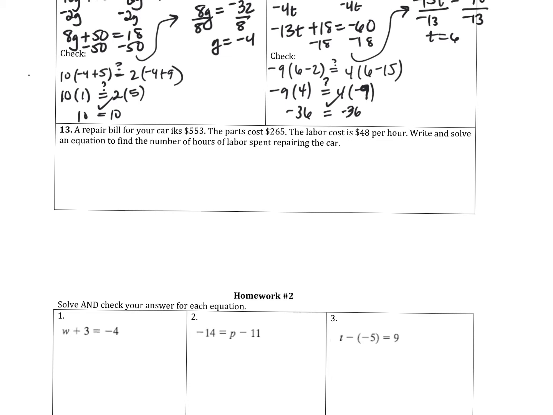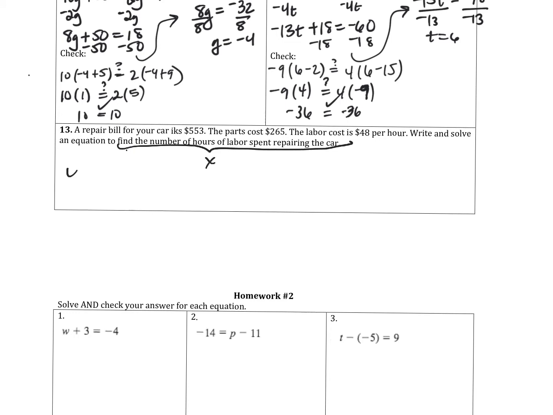All right. A repair bill for your car is $553. The parts cost $265. The labor costs $48 per hour. Write and solve an equation to find the number of hours of labor spent repairing the car. This is going to be our variable x.